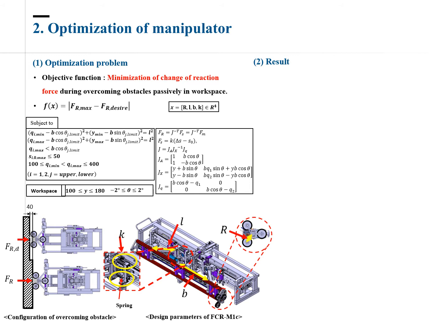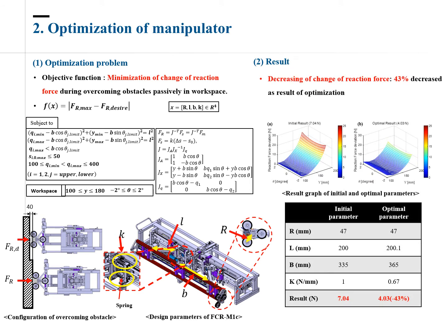The design parameters are R, L, B, K. R is the length of the wheel spoke. L and B are lengths of each link of the manipulator, and K is the spring constant.